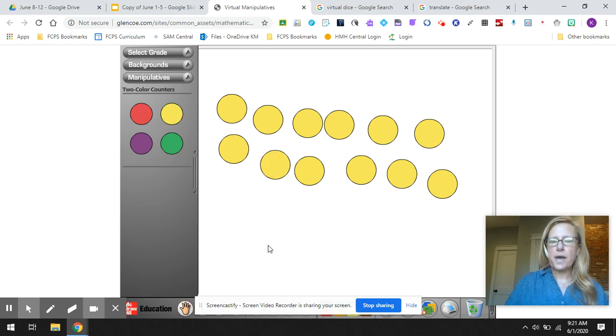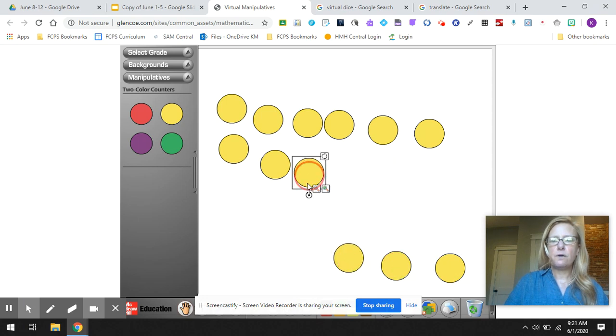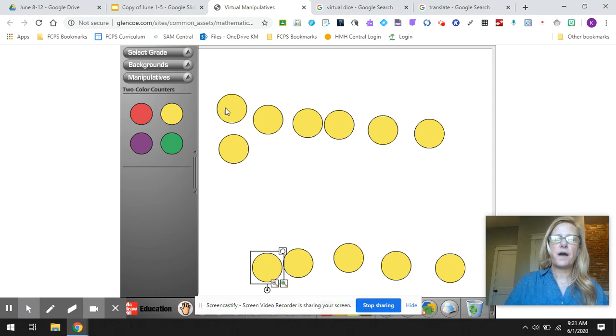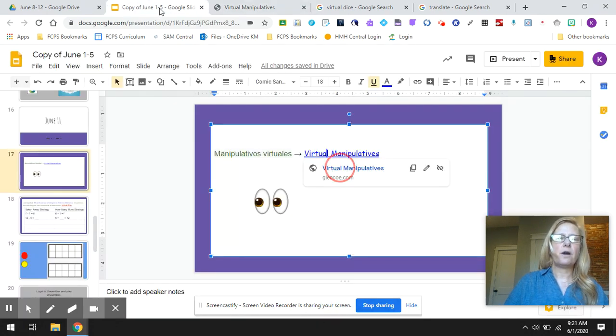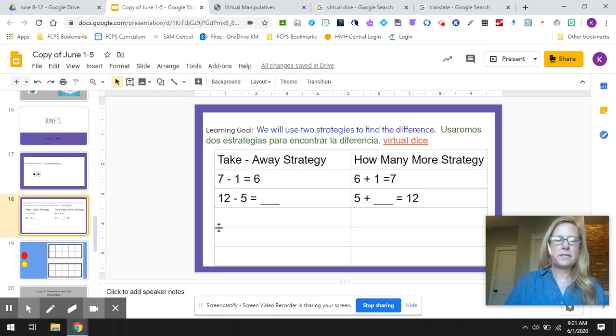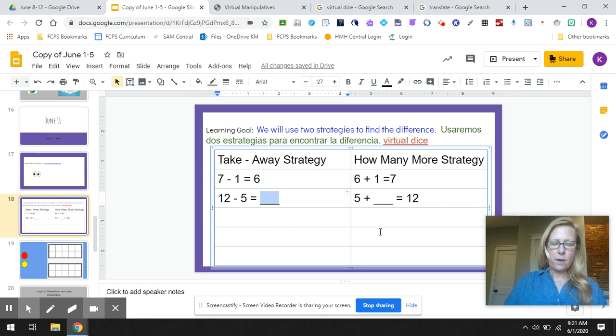Now my first strategy is the takeaway. So here we go. Take it away. 1, 2, 3, 4, 5. How many were left? 1, 2, 3, 4, 5, 6, 7. I think I'll click back here, click on my screen, and I'll show you that when we have 12 and we take away 5, we now have 7.